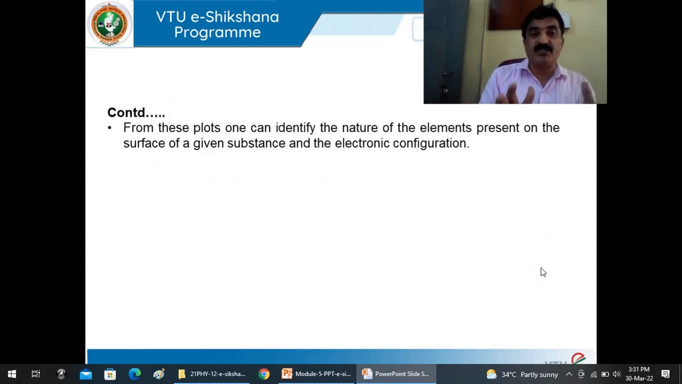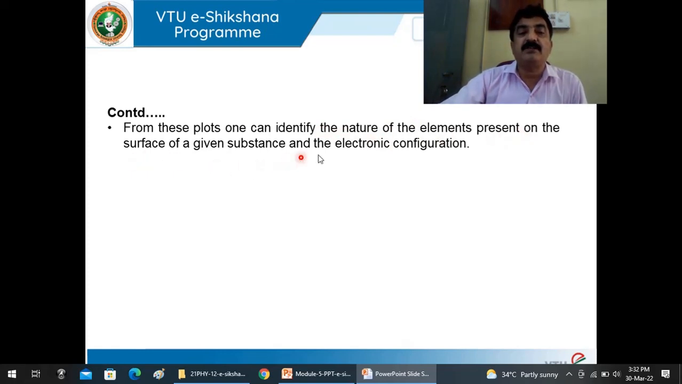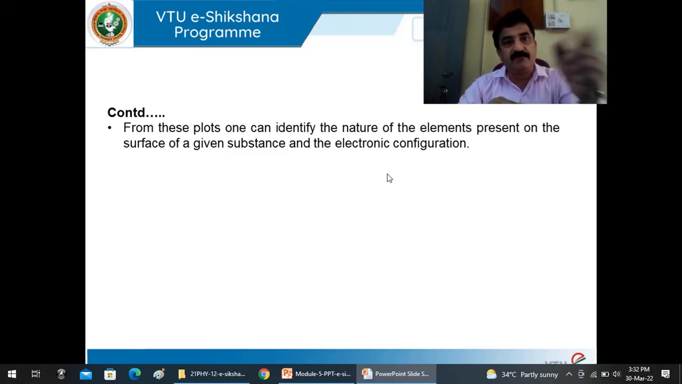I told you that you have to construct the graph of binding energy versus number of electrons, and kinetic energy versus electrons. From these graphs, one can identify the nature of the element present on the surface of a given substance. You know how? Binding energy is different for different materials. I have copper, on which aluminium is sitting as an impurity. So aluminium binding energy and copper binding energy are totally different. When I send an X-ray beam, it will knock out electrons from aluminium as well as from copper. So some electrons come out with lesser kinetic energy, some with more kinetic energy.